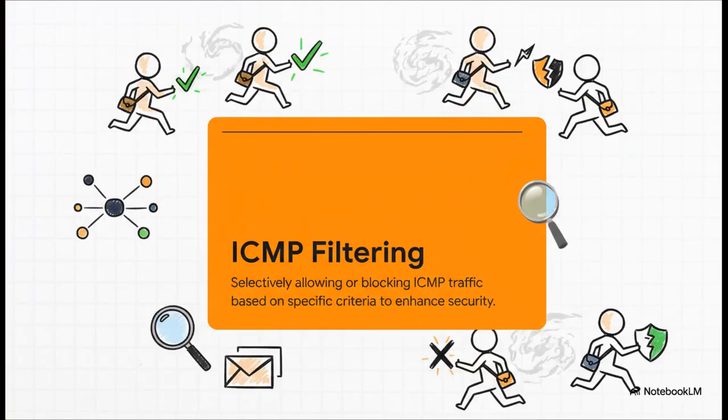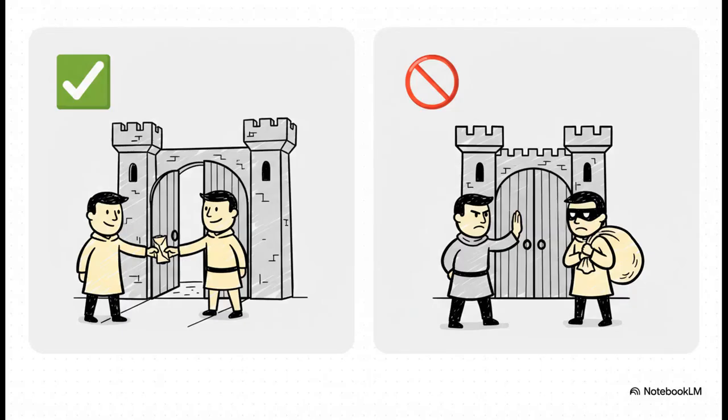Now, ICMP stands for Internet Control Message Protocol. These are basically the little messengers of your network. They're constantly running around checking if servers are up, or if a path is clear. But here's the catch. Just like in any kingdom, some messengers can be trusted, while others could be spies, carrying malicious intel right through your front door. So how in the world do you tell the good messengers from the bad ones?